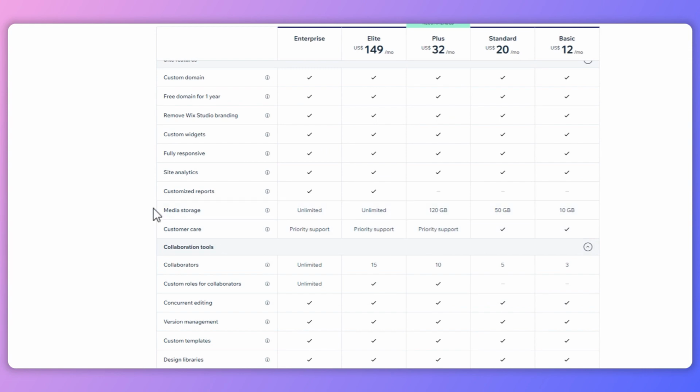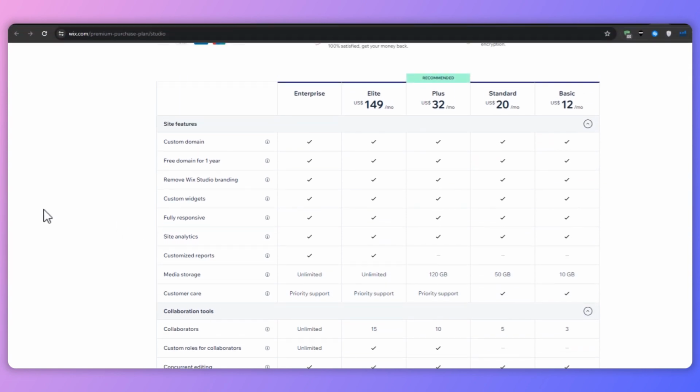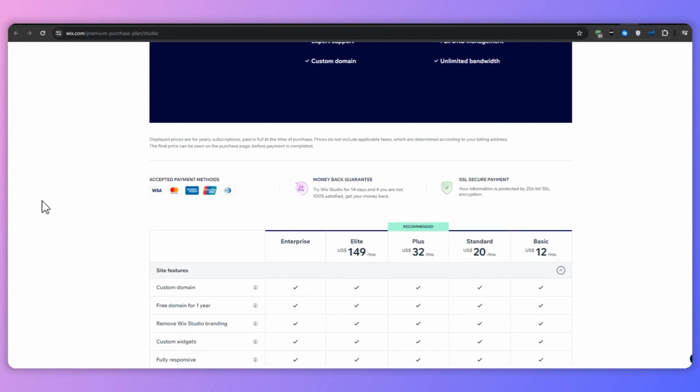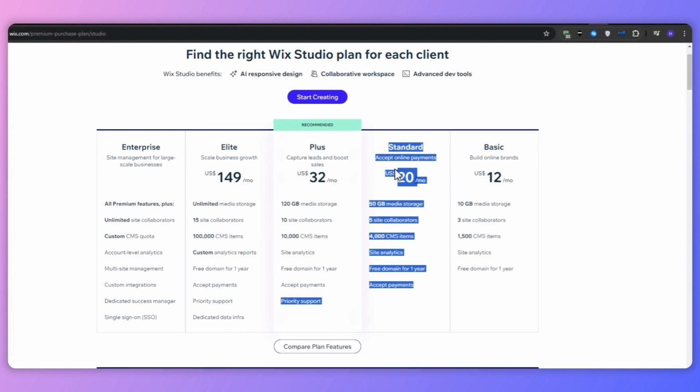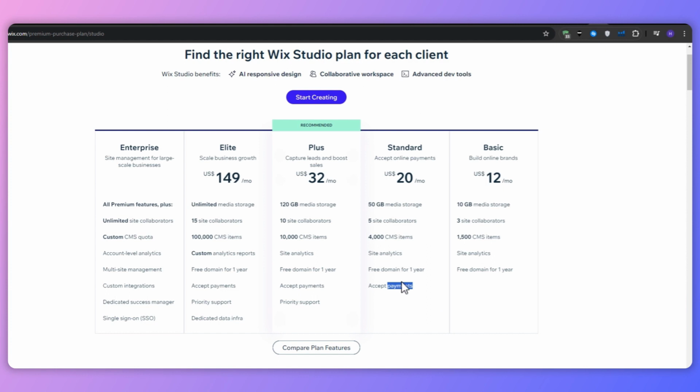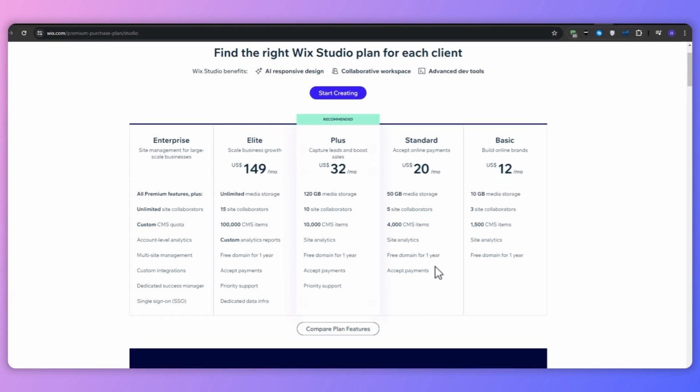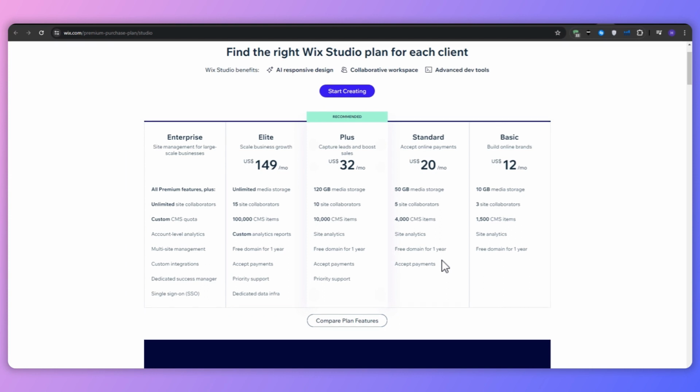Another notable aspect is the ability to accept payments. Starting from the standard plan, Wix Studio allows you to accept payments on your website, making it suitable for a wide range of business needs, including e-commerce stores and booking services. This is a significant shift from the classic plans, where payment acceptance was limited to higher tier business and e-commerce plans.